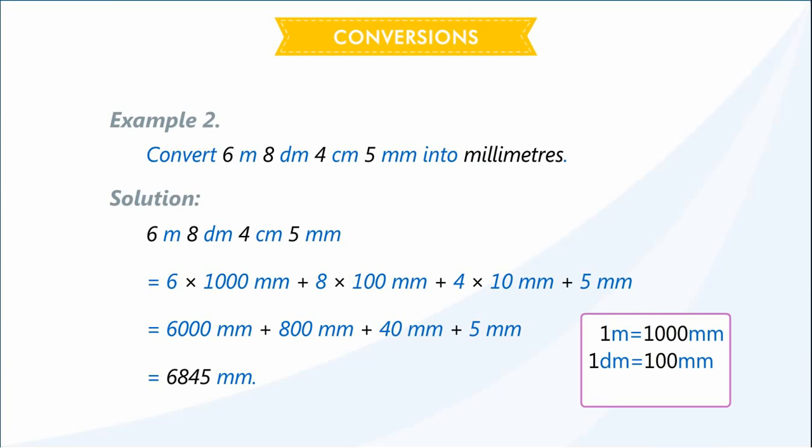1 meter is equal to 1000 millimeter. 1 decameter is equal to 100 millimeter. 1 centimeter is equal to 10 millimeter.